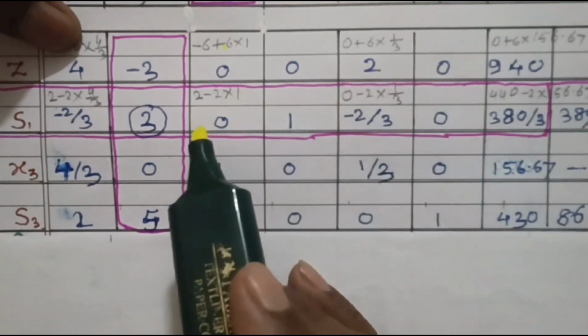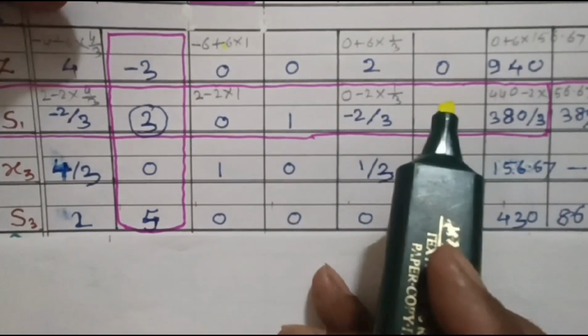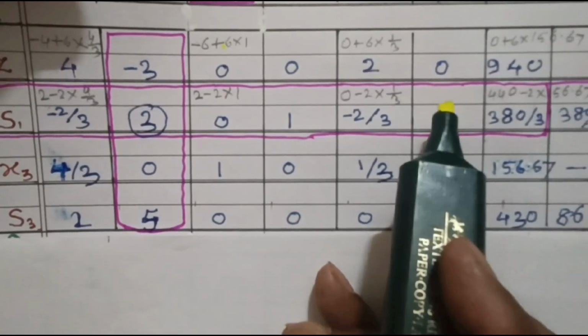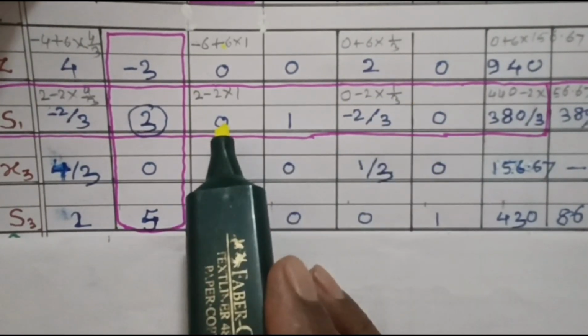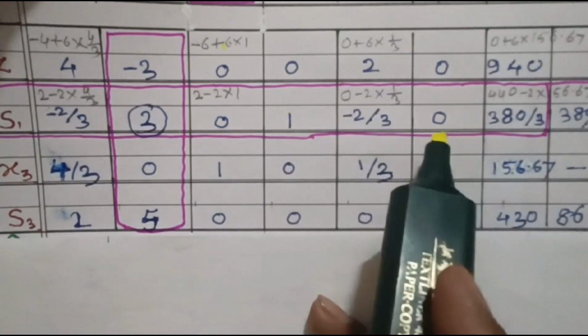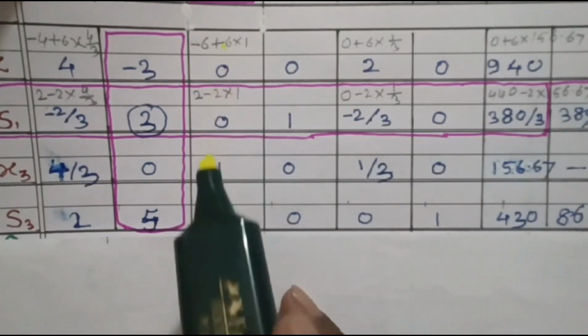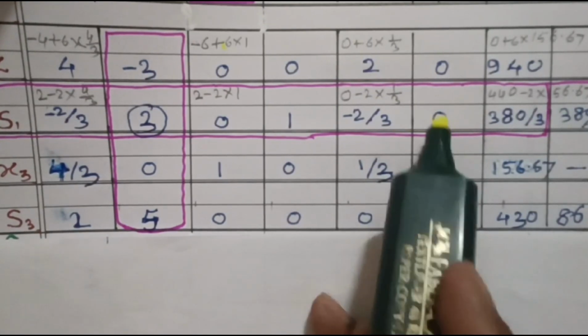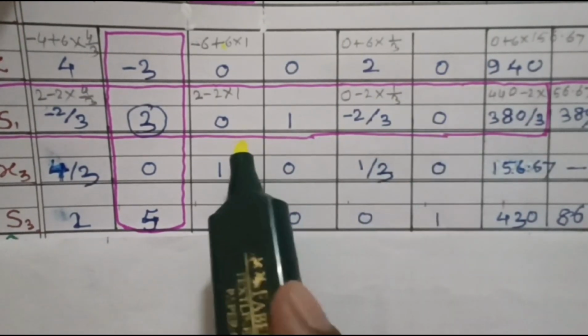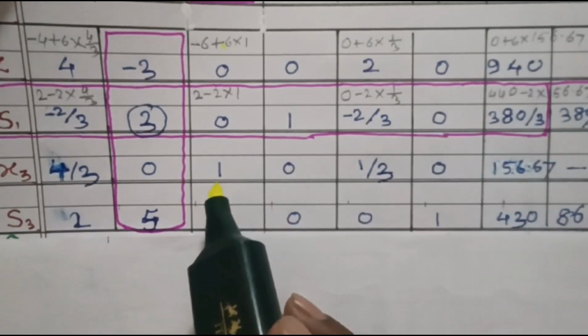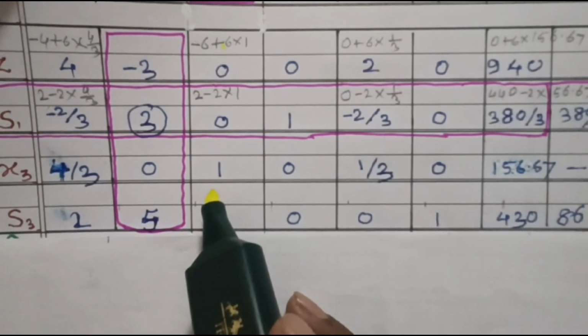So the x3 column and s3 column we have to take as it is in the second iteration, because this 0 appears in the key row, and this 0 also appears in the key row, but this key row element lies in the x3 column and this key row element lies in the s3 column. So the x3 and s3 columns we have to take as it is in the second iteration.